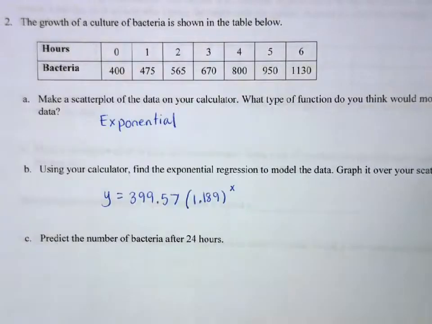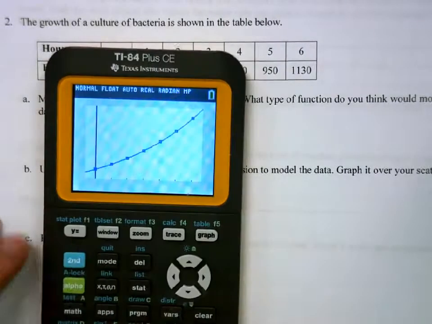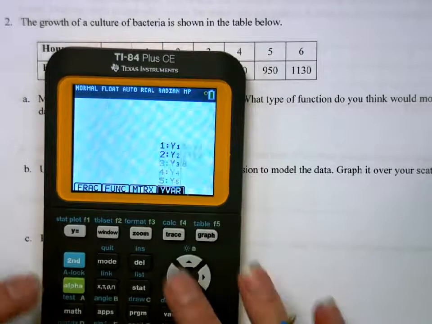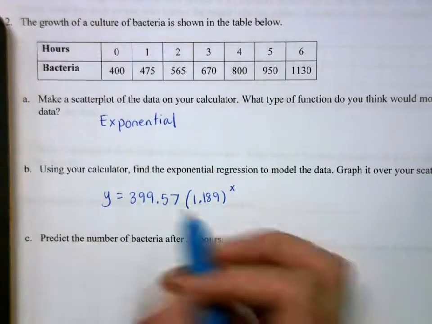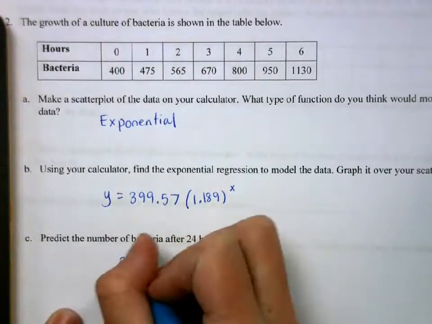Okay, last we want to predict after 24 hours. So we'll do y1 evaluated at 24. And we can round to the nearest whole number here, makes sense.